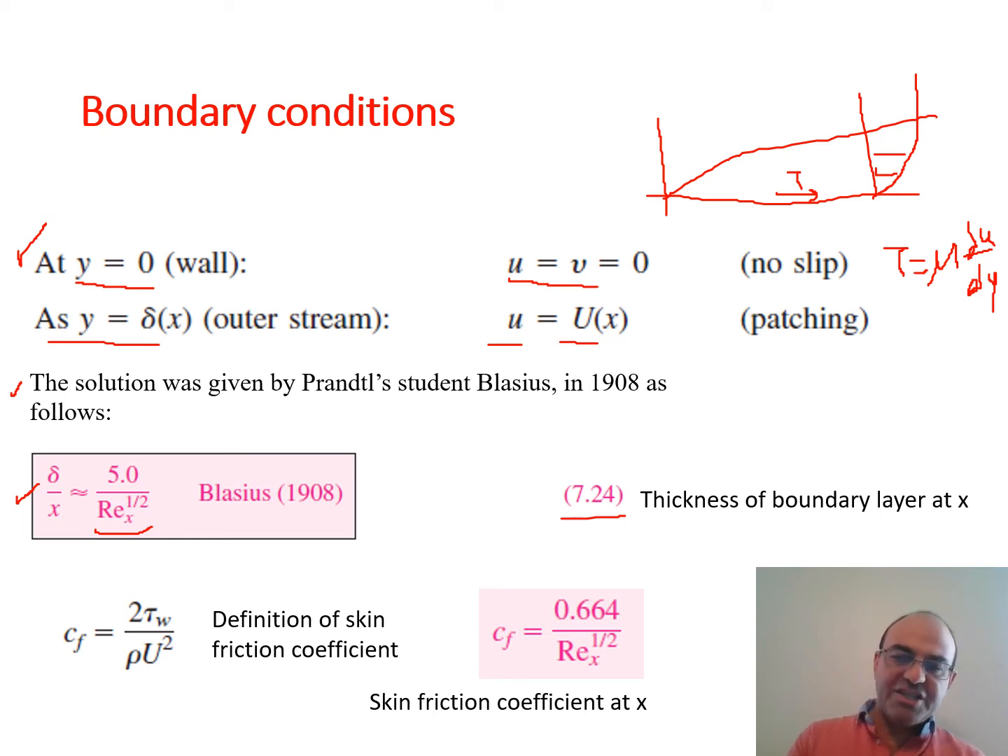If you make this shear stress on the wall dimensionless with respect to 1/2 rho u squared, then this becomes Cf, the skin friction coefficient. We can show that Cf is equal to 0.664 divided by Reynolds number to the power of 1/2 for laminar flow. Don't forget that the boundary layer equations are only good for laminar flow. For turbulent flow, some modifications have to be done.